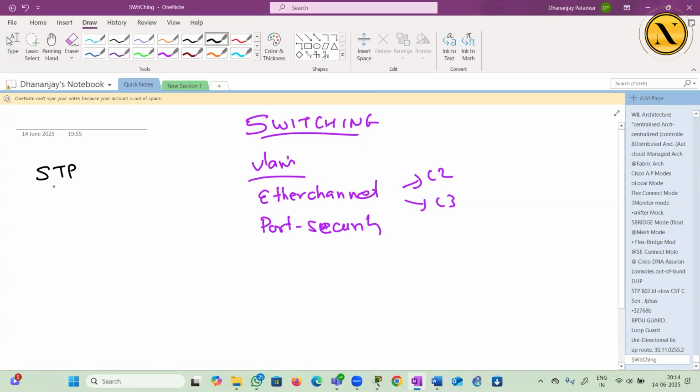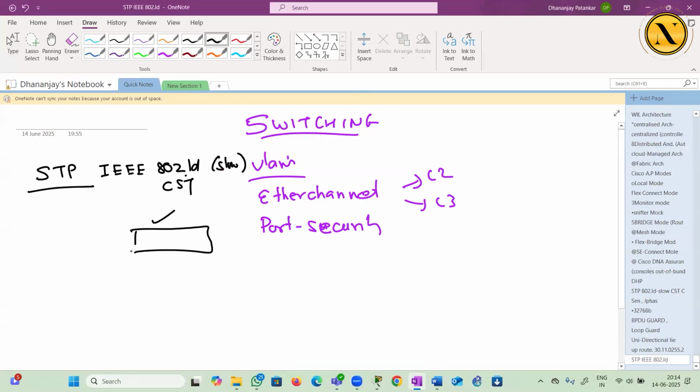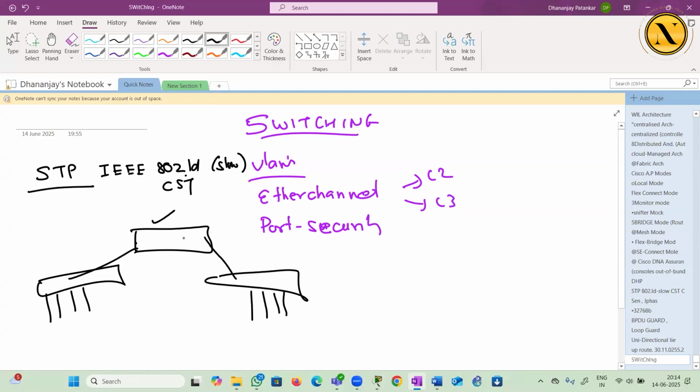STP is the old, basic one, IEEE 802.1D, slow, right? And CST, common spanning tree, means only one switch is the root bridge for VLAN 5, 10, 15, 20 - he is the root bridge for all the VLANs. So only one path. If this dies, there's no load balancing, right? All VLANs are going to suffer. That is the old STP. Common spanning tree means no load balancing.